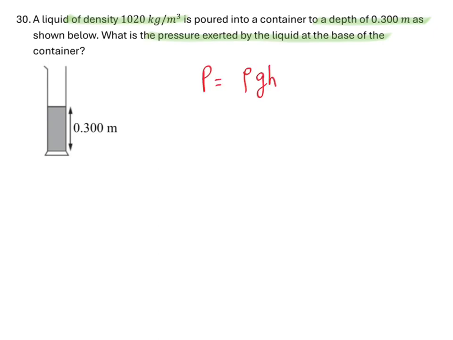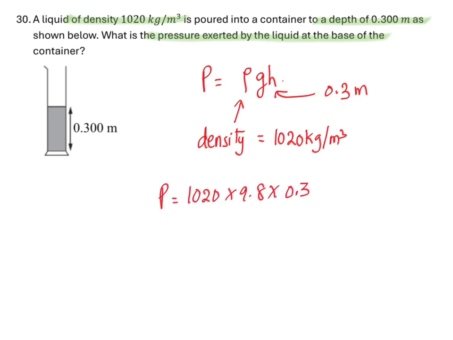So the formula is P equals rho g h, where rho is the density given to us, h is also given to us, 0.3, and g is a constant, we know it is 9.8. So we just multiply it, get the answer, and put the unit as Pascal.